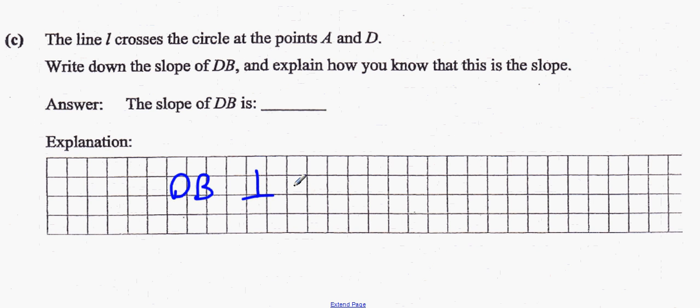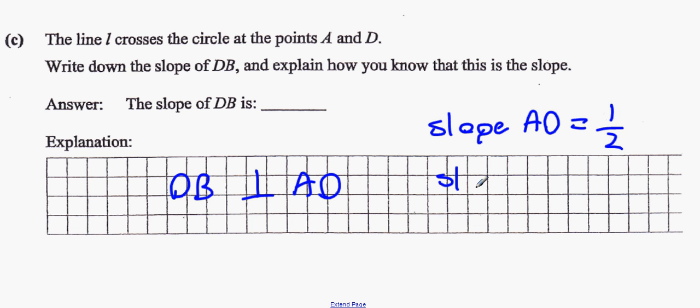And we know that the slope of AD equals a half. Therefore, the slope of DB is turned upside down and change the sign. So it's going to be 2 over 1. So the slope of DB is going to be minus 2.